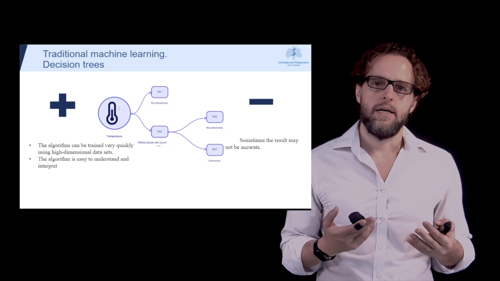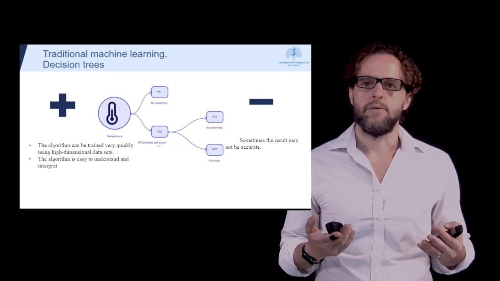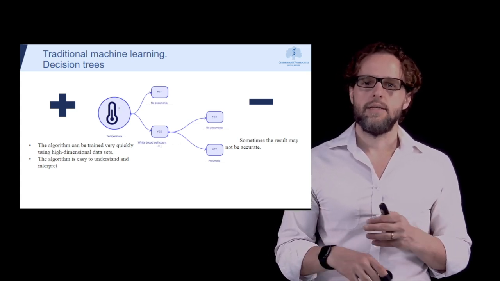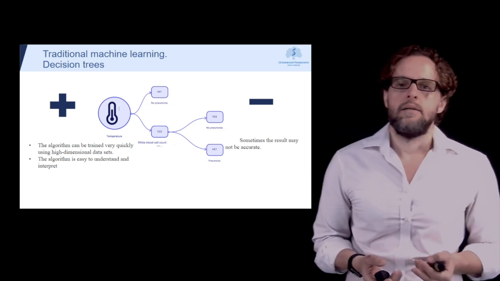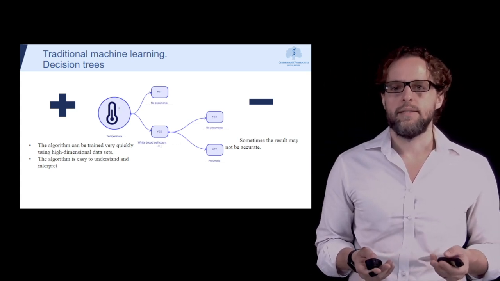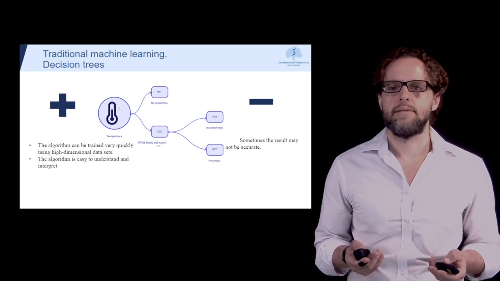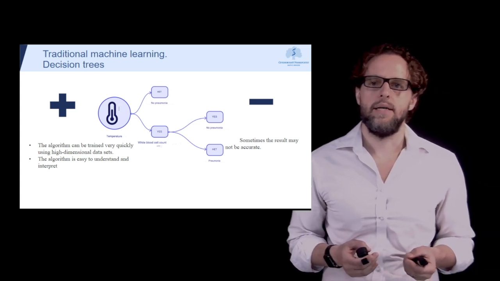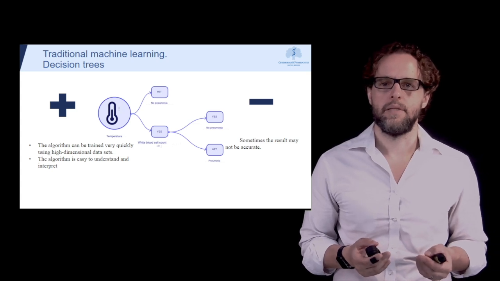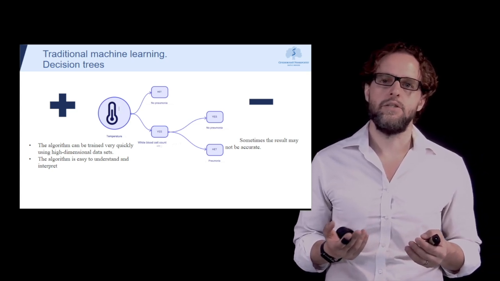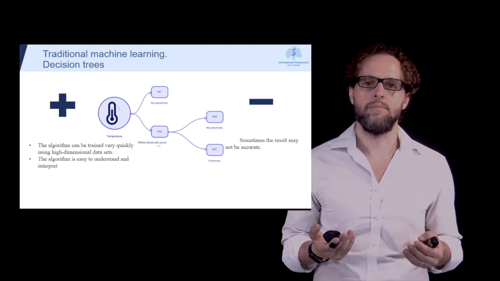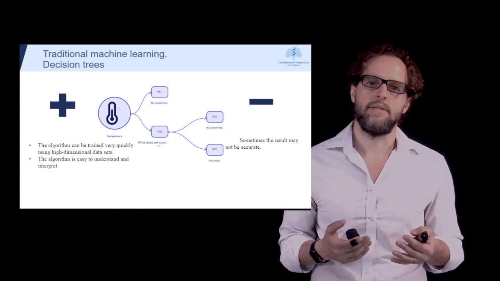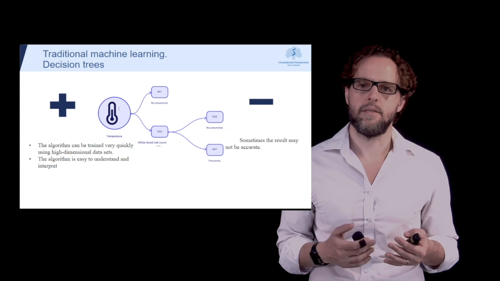Advantages of this algorithm are that it can be trained very quickly using high-dimensional datasets. Construction doesn't require special data preparation, normalization, adding dummy variables, removing missing data, and so on. The algorithm is easy to understand and interpret. Each branch in the tree is a decision point based on some relationship between features. It works well with both discrete and continuous variables.